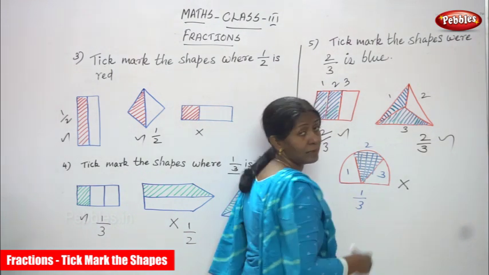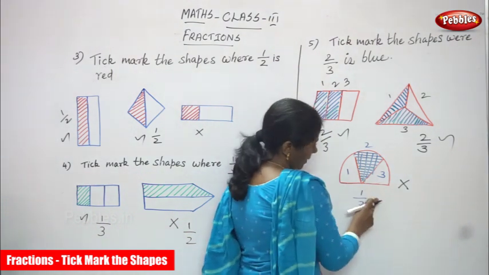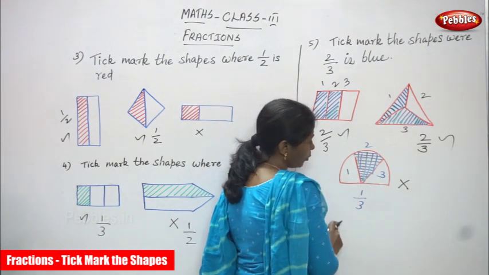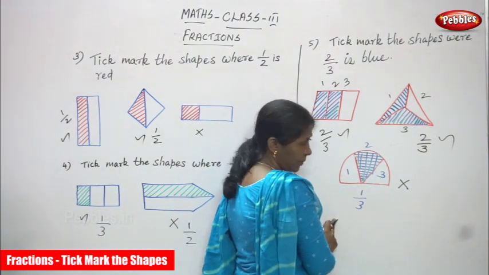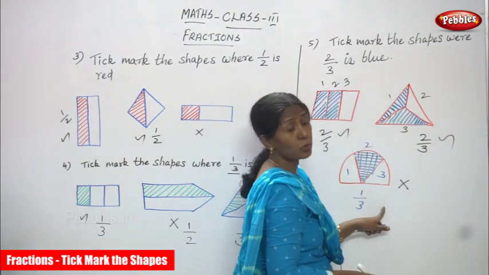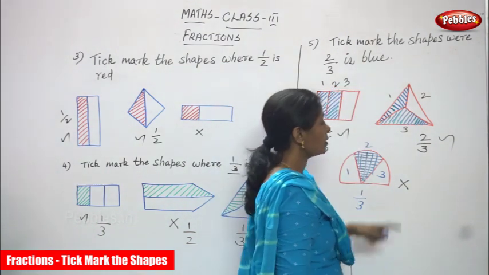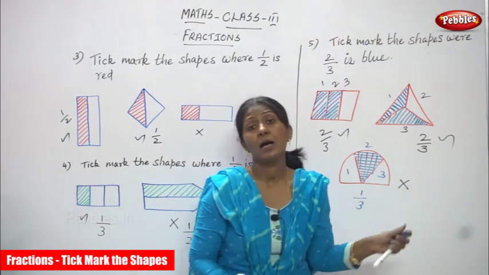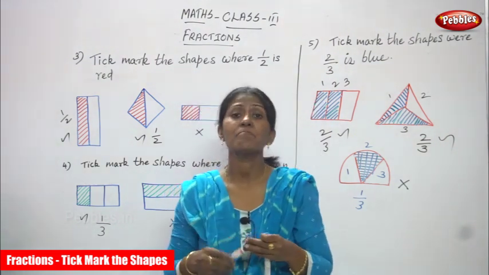This is a semicircle, a half circle. I cut it into 3 parts, but I shaded only one portion in blue color. That is the answer 1/3. But we need 2/3 in blue color, so it does not come under this heading. So I put a wrong mark for this question. I think you understand the concept very well.